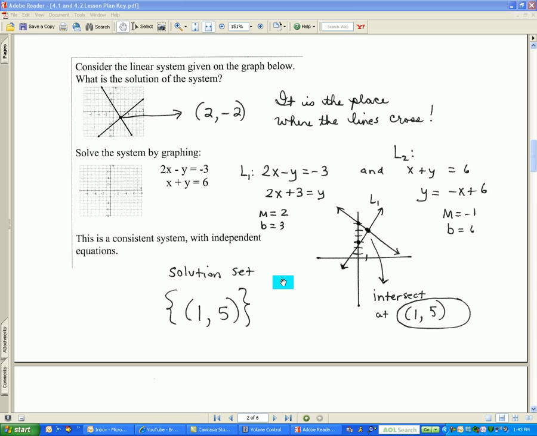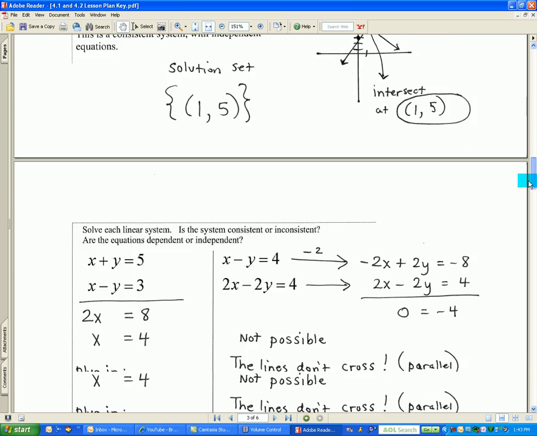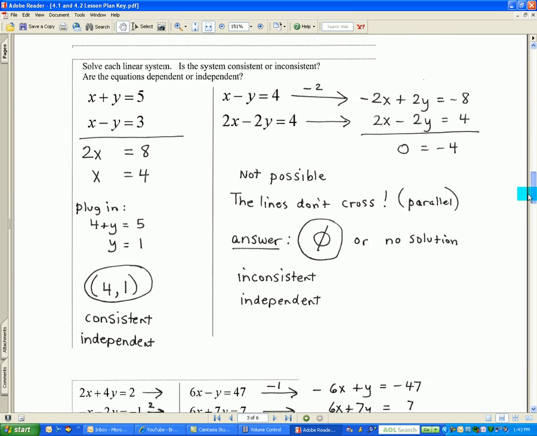Now, solving by graphing is a beautiful method for seeing what's happening. However, you don't want to make this your main method because, first of all, it takes time. And secondly, what if the point weren't pretty? For example, this turned out really nice. 1 and 5 are both integers, but what if the point of intersection was something like (5/3, negative 11/5)? No way you'd see that from a graph. So you need to learn other methods.